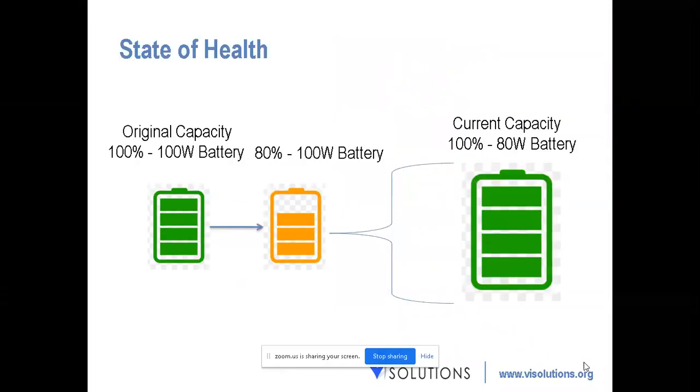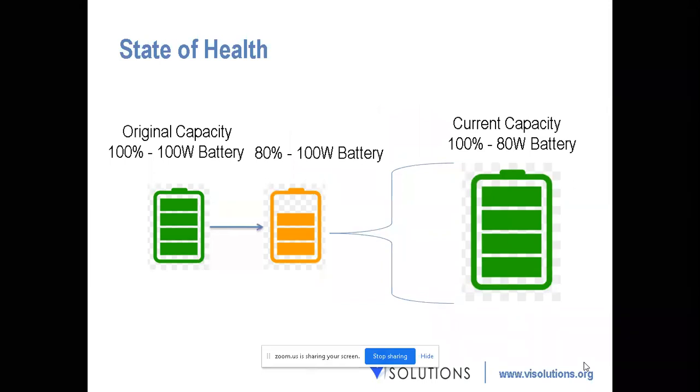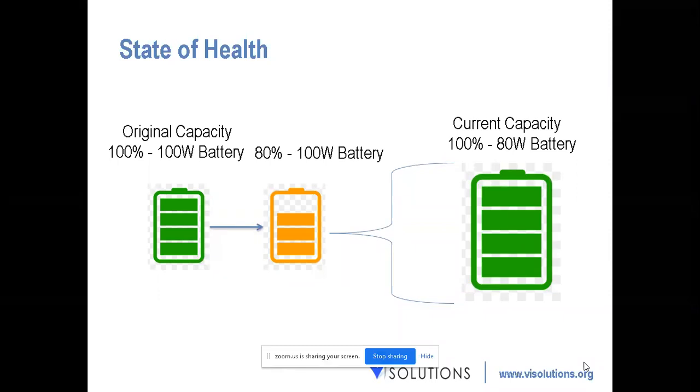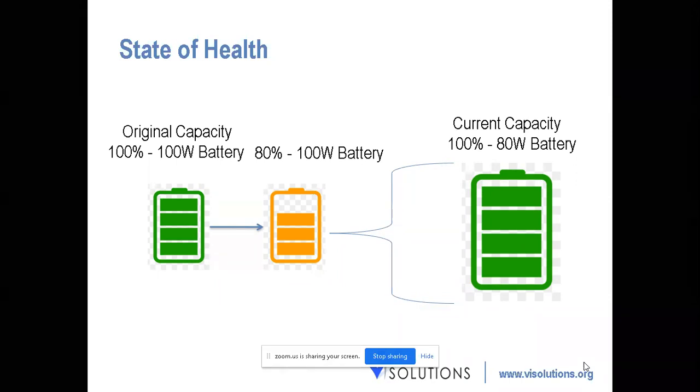And this is the state of health of a battery. I've already explained it in words; here is just an infographic. If you see the original capacity, say it's 100 ampere hour or a 100-watt battery, that is 100%. Then due to continuous usage, part of the internal lithium ion has become useless or inactive, and over a period of time it's going to become 80%, so the total capacity is going to be 80 watts at that point.